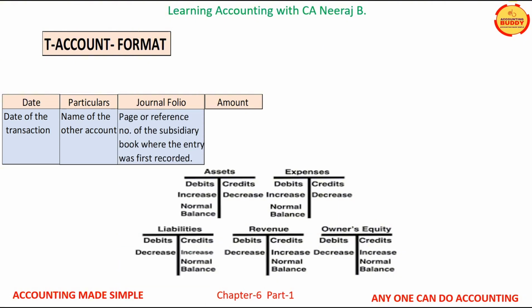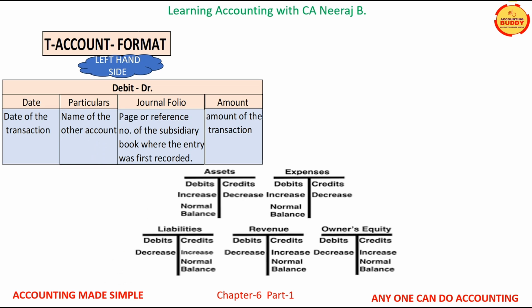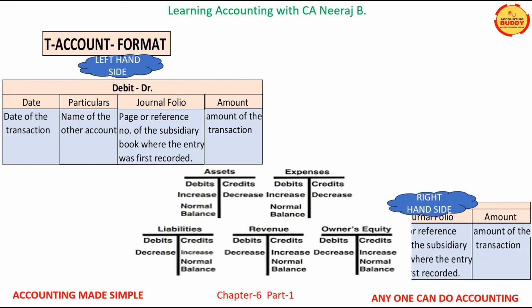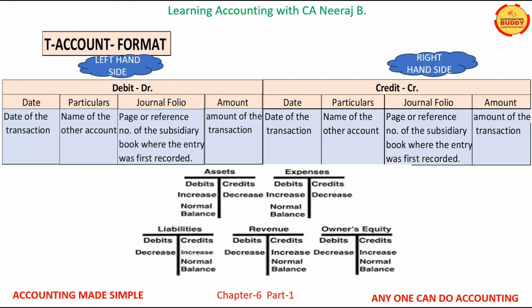In the journal folio column, the page number or the reference number of the journal book or the subsidiary book where the entry was first recorded is mentioned. And in the amount column, the amount of the transaction is mentioned. The left hand side of the T account is the debit side, and similarly four columns are there on the right hand side of the T account, which is the credit side.